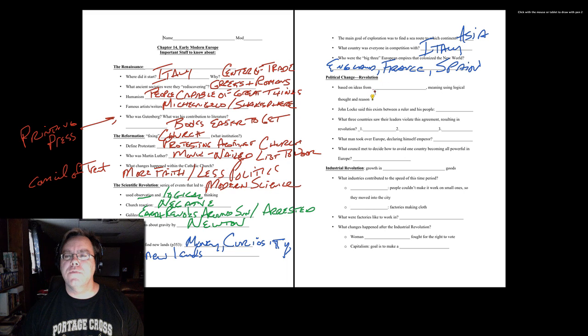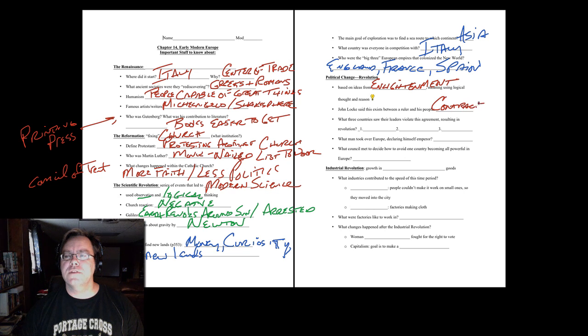Political change, the revolutions that occurred during this time. A lot of this change was driven by the Enlightenment. The Enlightenment used logical thought and reasoning to question the politics of the time, to question the church. John Locke was one of the philosophers that said that between a ruler and his people there should exist a contract.